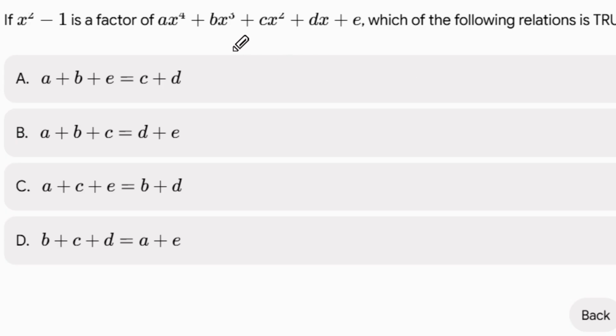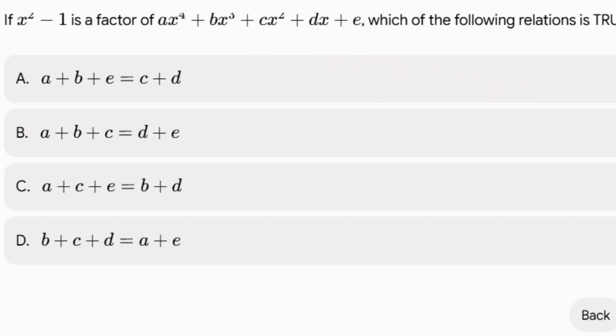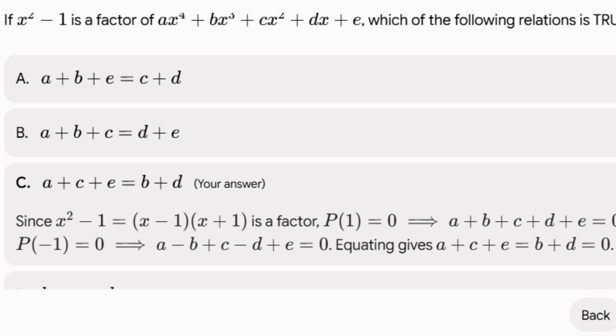P of minus 1, by substituting minus 1 in place of x, we get a minus b plus c minus d plus e equal to 0. By transposing minus b and minus d, we get the relation a plus c plus e equal to b plus d. C is the correct answer.